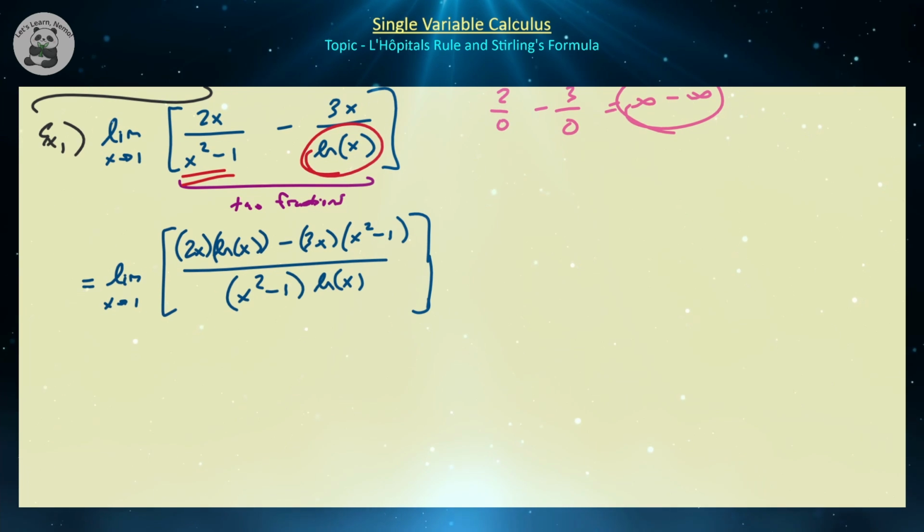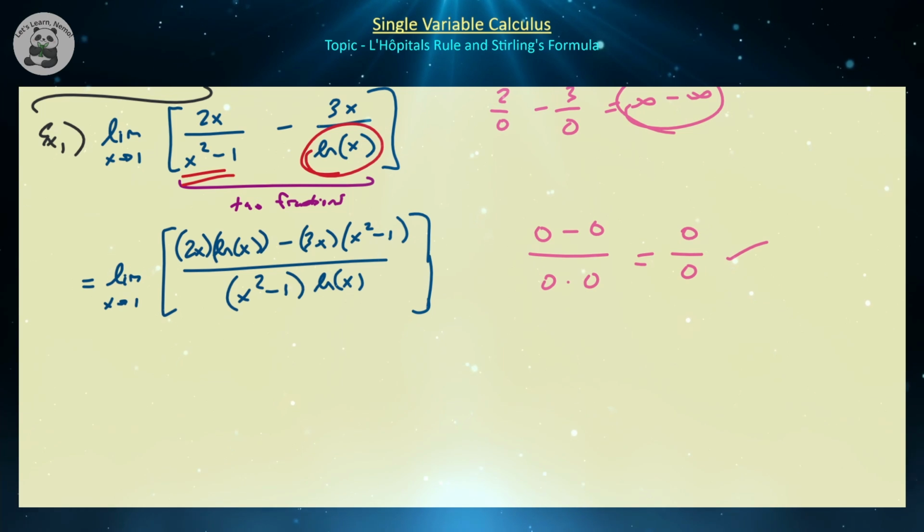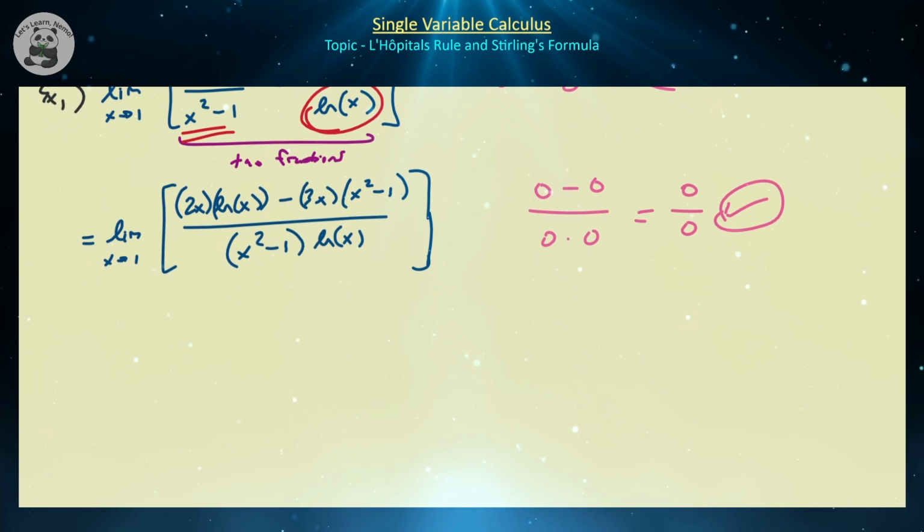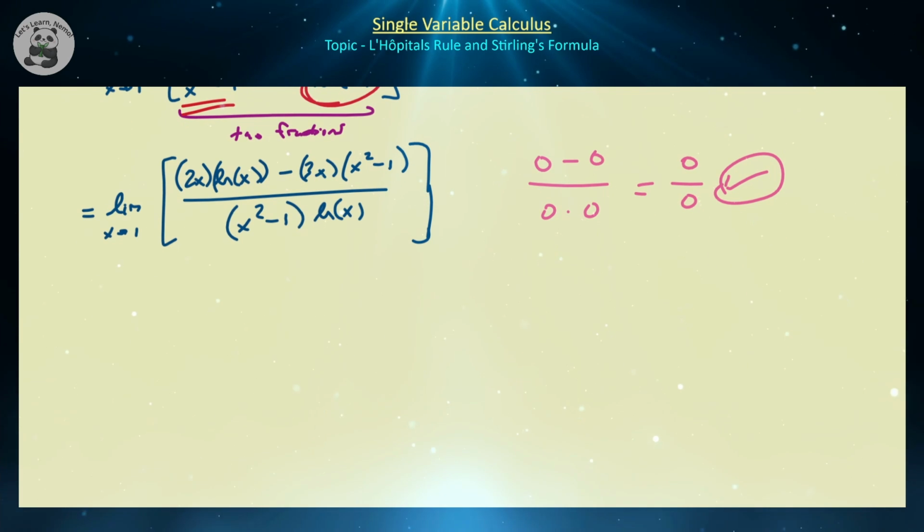So let's try and substitute 1 into this expression. So we're going to have 2 times 1, which is 2, times natural log of 1, which is going to be 0. So we're going to have 0 minus 3 times 0, that's going to be 0, all over 0 times, and that's going to be 0. So that's going to be 0 over 0, which is a primary indeterminate form. So we can apply L'Hopital's rule directly to this expression, which is great. So let's go ahead and do that.